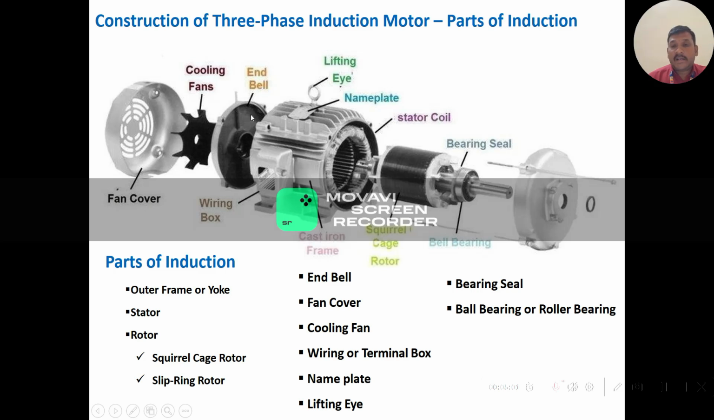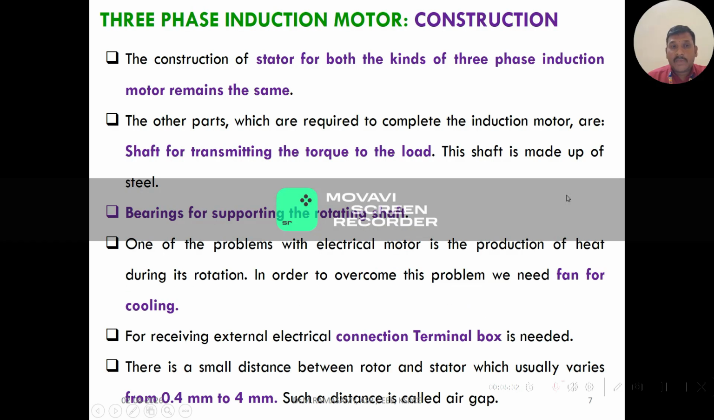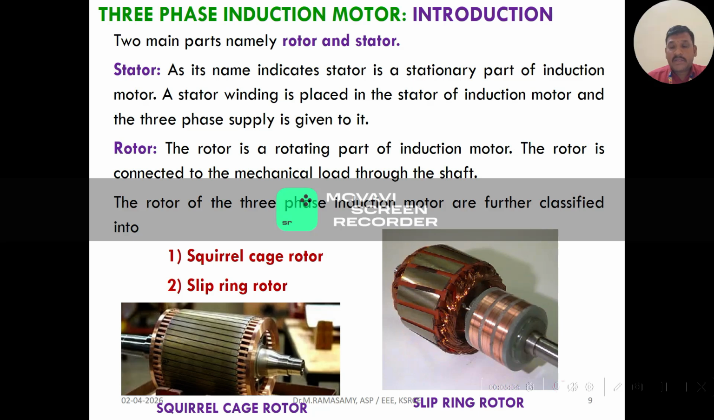Here you see the parts: end ring or end cover, cooling fan, and end bell, which provides mechanical support for the rotating rotor. These were already shown in the previous image. This is the yoke or outer frame of the machine, this is the stator winding, these are the terminals, and this is the end bell, provided for mechanical support of the rotating rotor, and this is the squirrel cage type rotor. And I show you the images of the different parts.